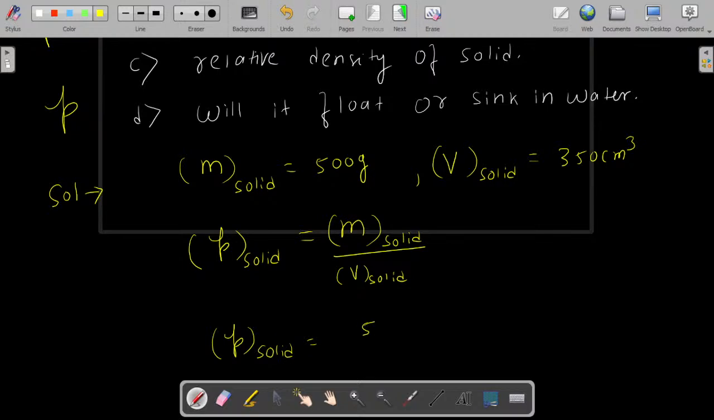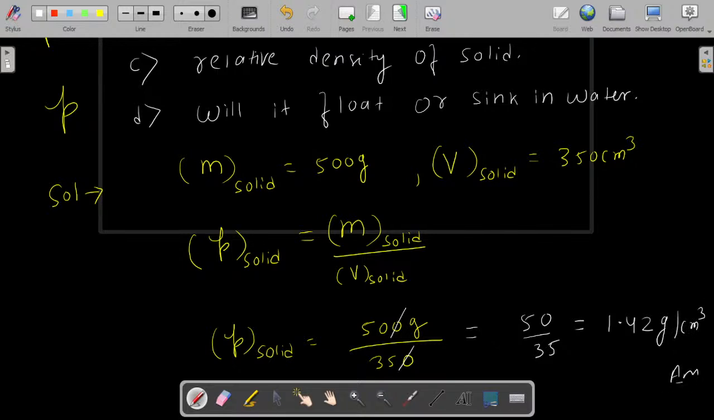Mass is how much? 500 gram. Volume is 350. Now just put the values. The zeros will cancel. You will get 50 upon 35. After dividing, how much do you get? 1.42. Write down 1.42 gram per centimeter cube. So this is the answer for the first question, A.